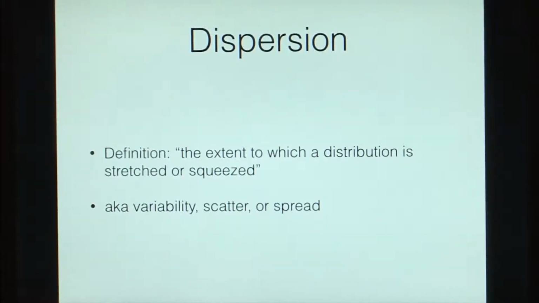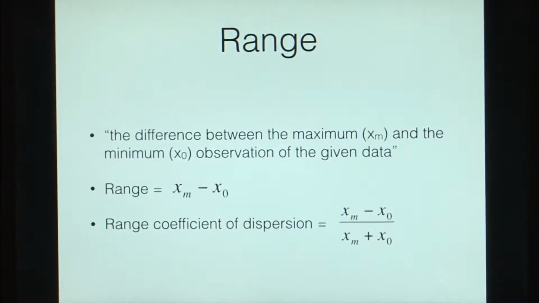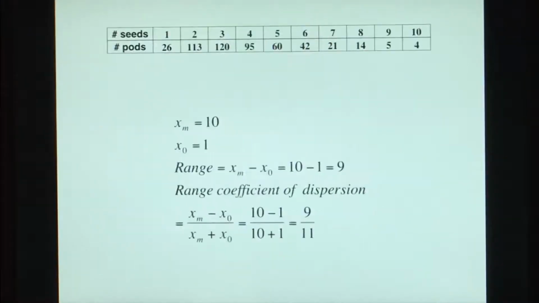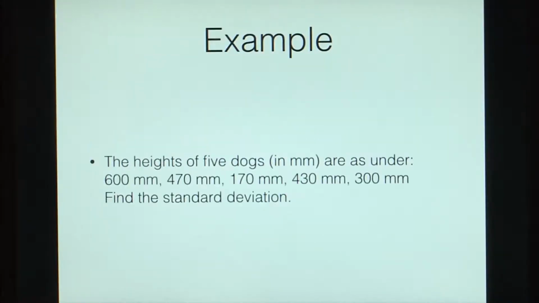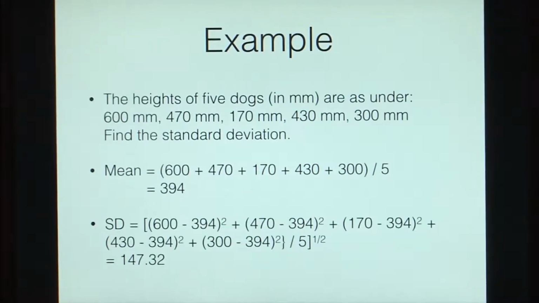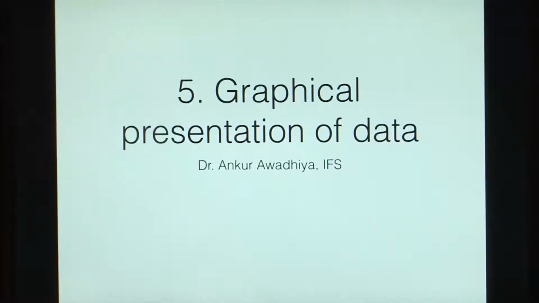We also looked at dispersion, which tells us the spread between the values. So, we looked at range, which is the maximum minus the minimum value, the range coefficient of dispersion, that is the maximum minus minimum divided by maximum plus minimum. So, we also did some examples for this. We also looked at standard deviation. S is defined as the square root of the sum of the squares of deviations around the mean divided by the total number of values. We also calculated some examples, and we also looked at what it means in the physical sense.